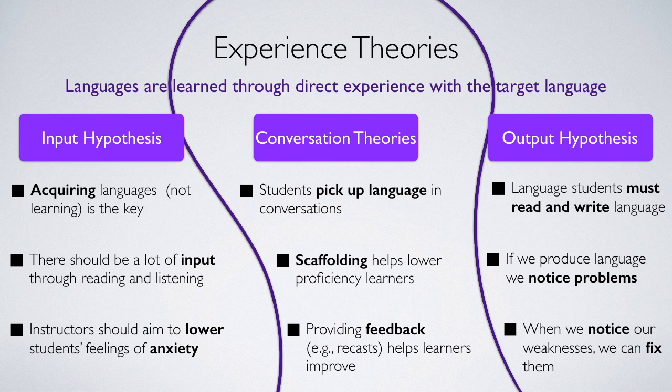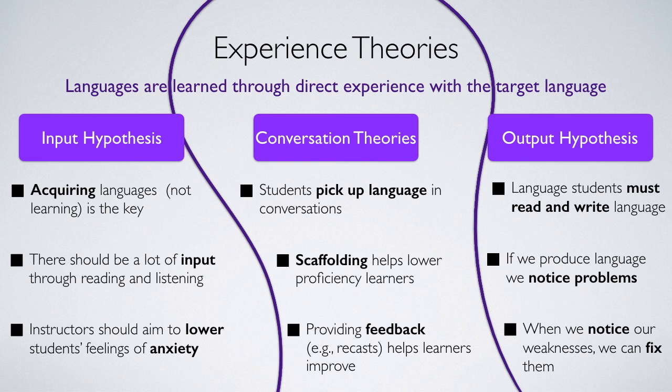Next, we have conversation theories. Conversation theories, understandably, say students need to participate in conversations to become proficient in the language. This may be difficult for learners of lower proficiency, but through scaffolding, where a more highly proficient speaker helps by paying close attention, repeating words to show understanding, asking open-ended questions, making encouraging comments, and expanding on what the lower proficiency learner says, learners can make good progress with the language.